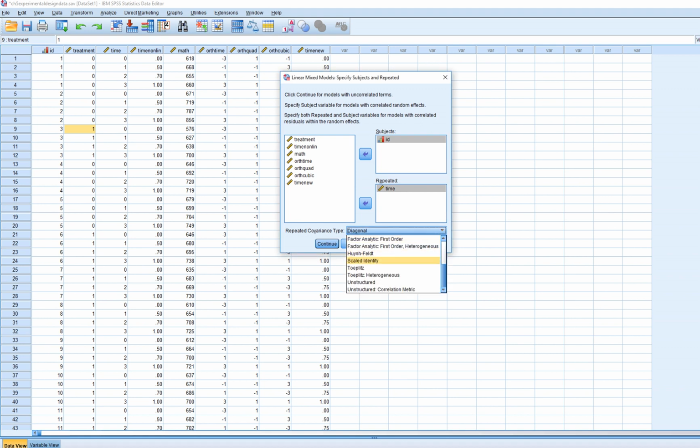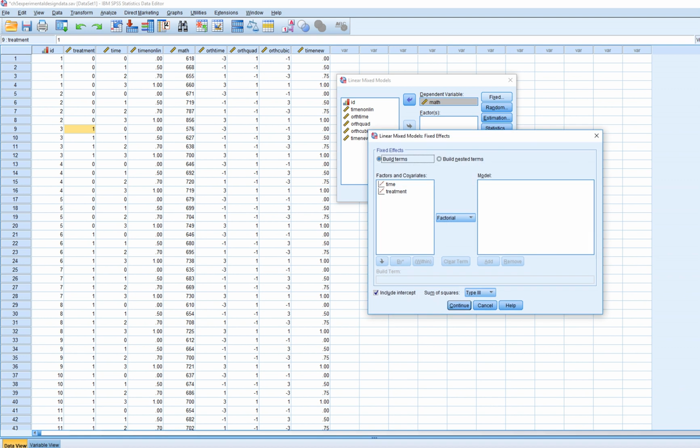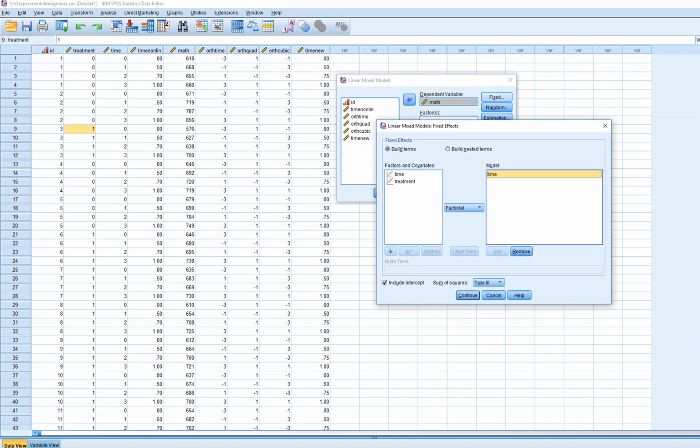Obviously, there are other options that are available to you, but this is the one that is provided in the current demonstration. So we'll click on Continue and move Math over to the Dependent Variable box. We'll move Time and Treatment over to the Covariate box. Next we'll click on Fixed and move Time and Treatment over. In their chapter, they went ahead and actually incorporated the time by treatment interaction, but we'll start off this demonstration with just looking at the effects of time and treatment, and then we'll add in the cross-level interaction.